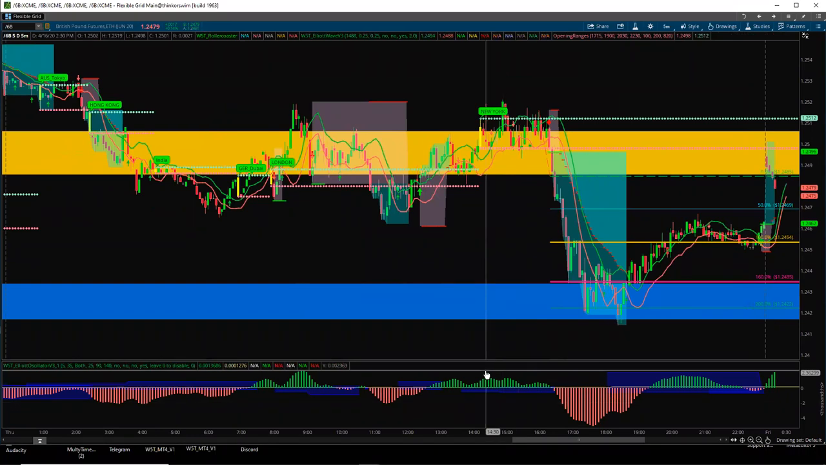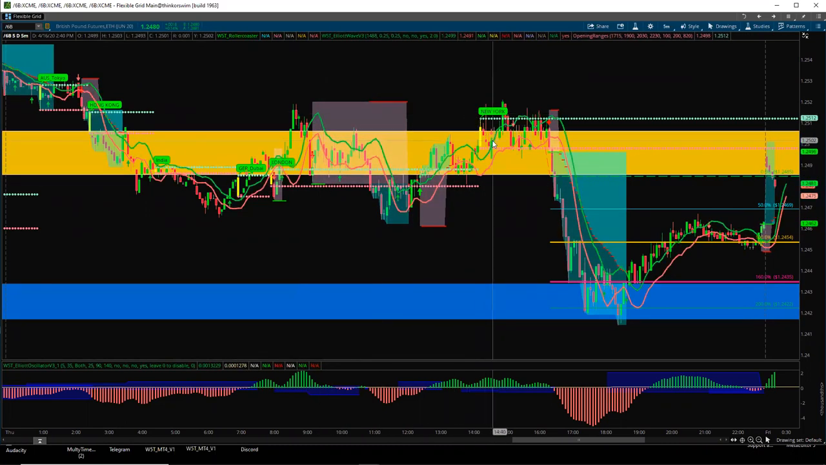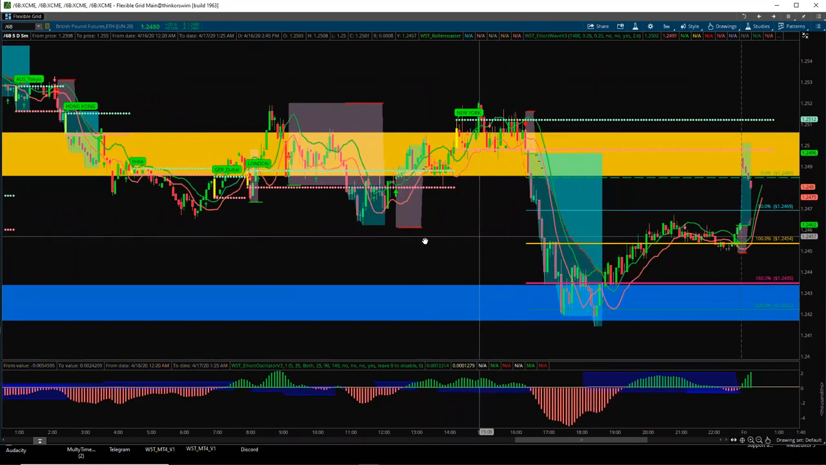This chart, everything you see on my chart is not available for everybody right now because some of it is trials. Some of this is just to help me see when the London Open and the New York Open are. It gives me some support and resistance zones.